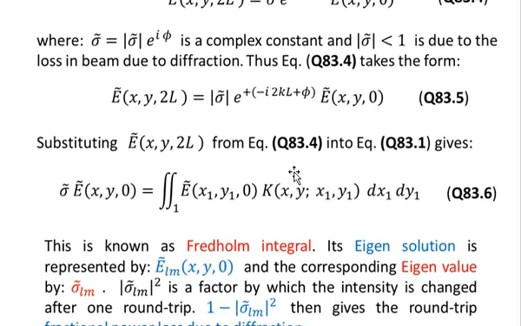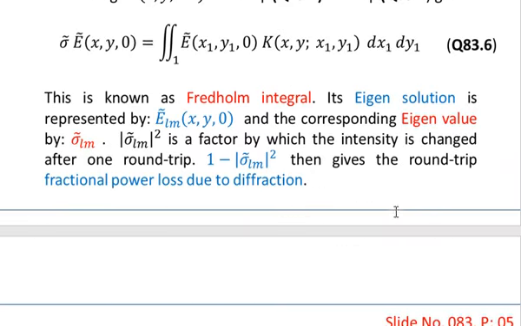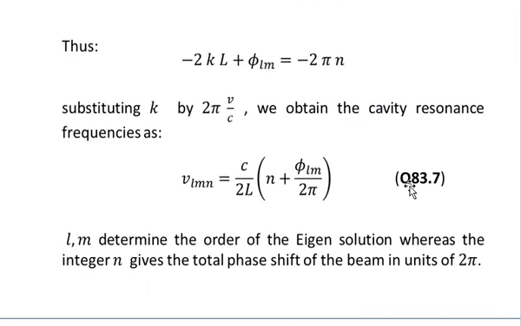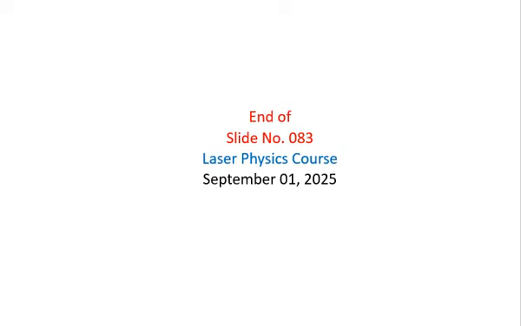So we have explained how the field after one round trip is given. This is given by equation number 6, and the resonance frequencies are given by equation number 7. L and M determine the order of the eigensolution, whereas the integer n gives the total phase shift of the beam in units of 2 pi. So I think that the answer is complete. This is the end of slide number 83.